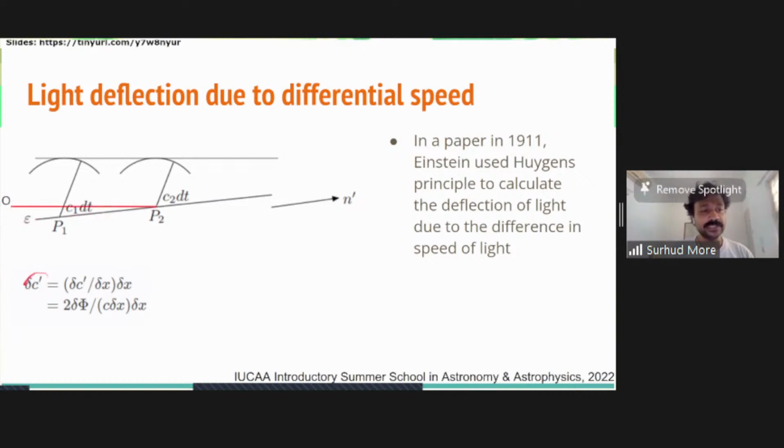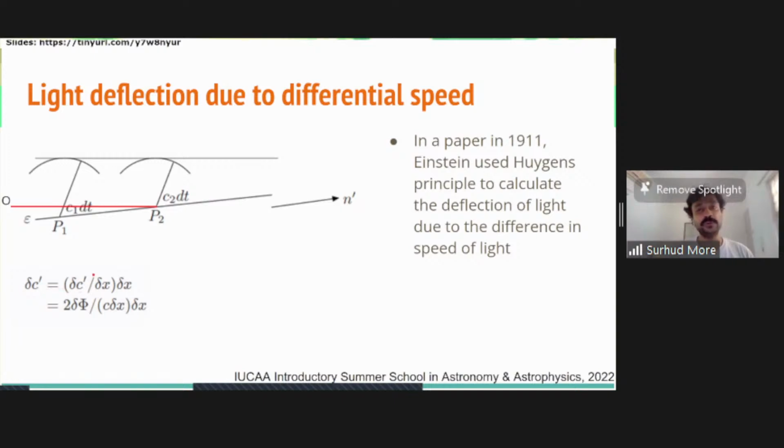So we know that the difference in the speeds, delta C prime, which is just C1 minus C2, will be equal to delta C prime by delta x multiplied by delta x. Right? And then we know the expression for C prime in terms of the potential phi. So we had written C prime is equal to C times 1 plus 2 phi by C square. Because we know what C prime is in terms of phi, you can write down del C prime by del x in terms of the potential itself. And so what you'll get is 2 times del phi by C delta x times delta x.